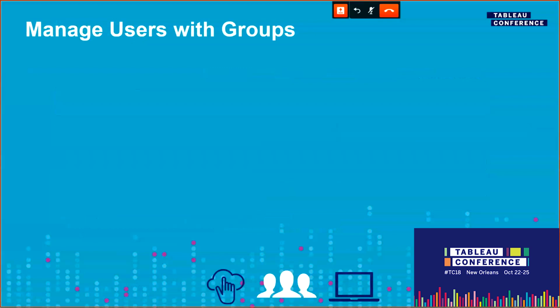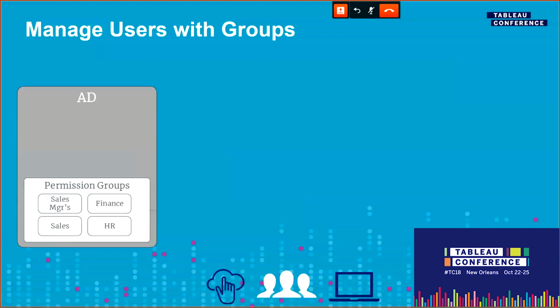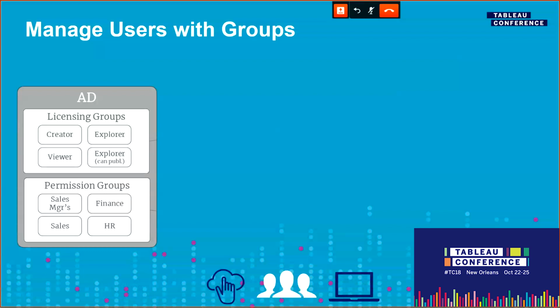Now that we've covered how user site roles and licenses interact, let's take a look at how you manage users with groups in the new role-based environment. Today, you're used to using AD groups to manage permissions for users on Tableau Server. Some examples might be separating your sales managers from your sales team and the content that they can access. In order to manage new licenses, you only need to add another 3 or 4 groups to your Active Directory in order to manage all of the users on Tableau Server. These are your licensing groups.